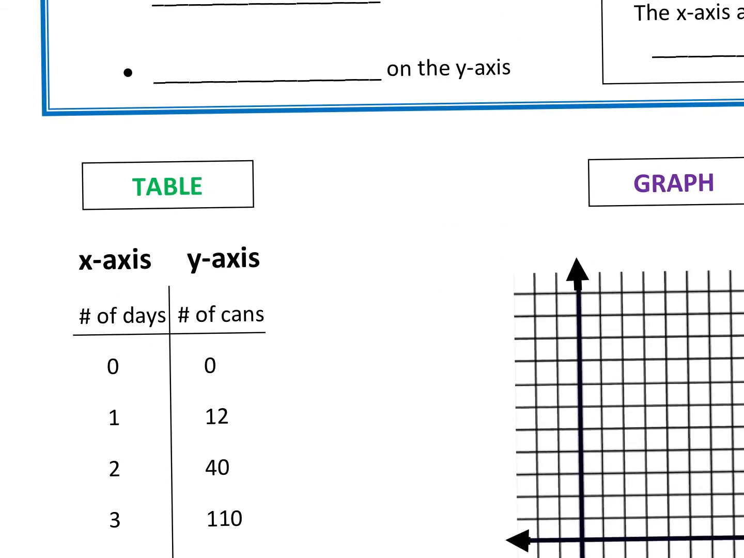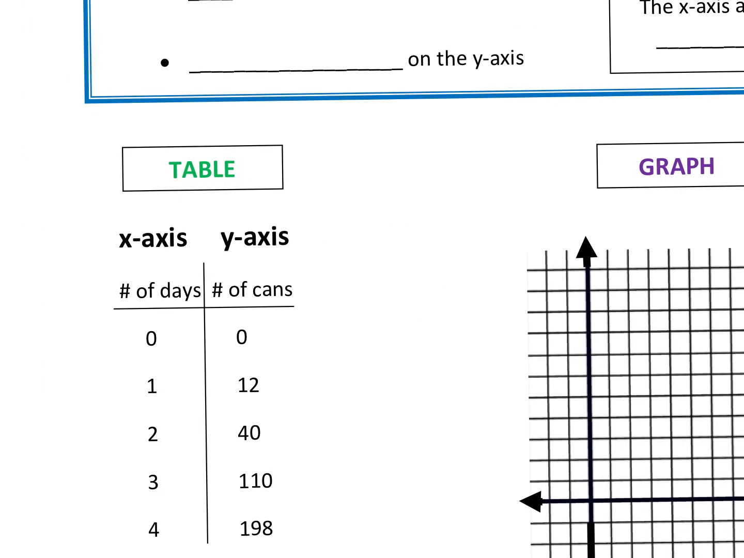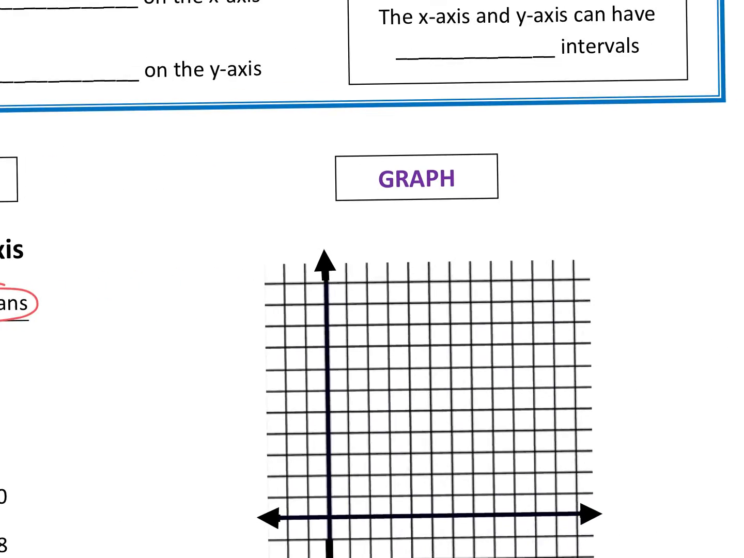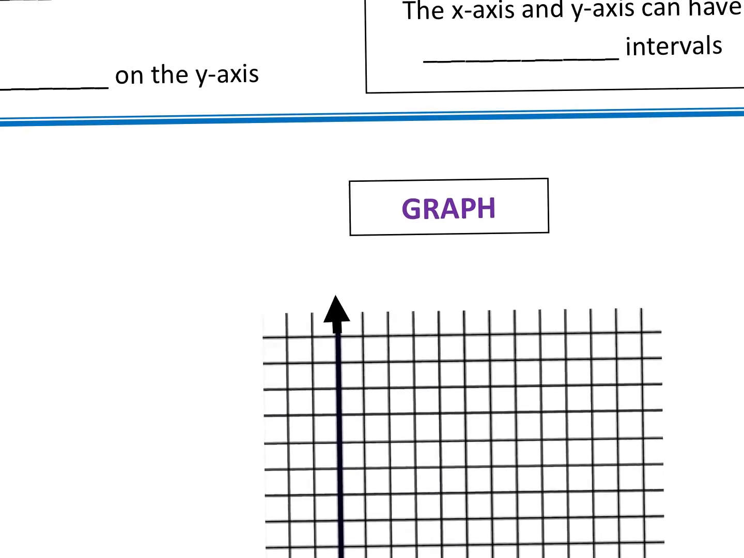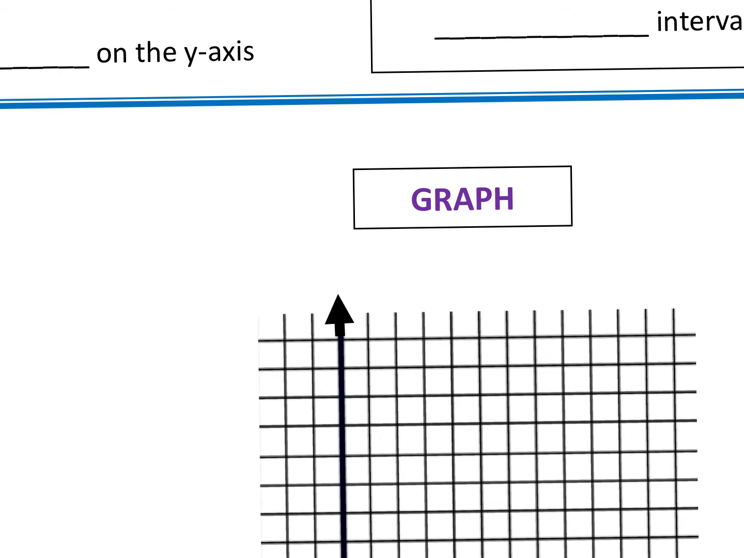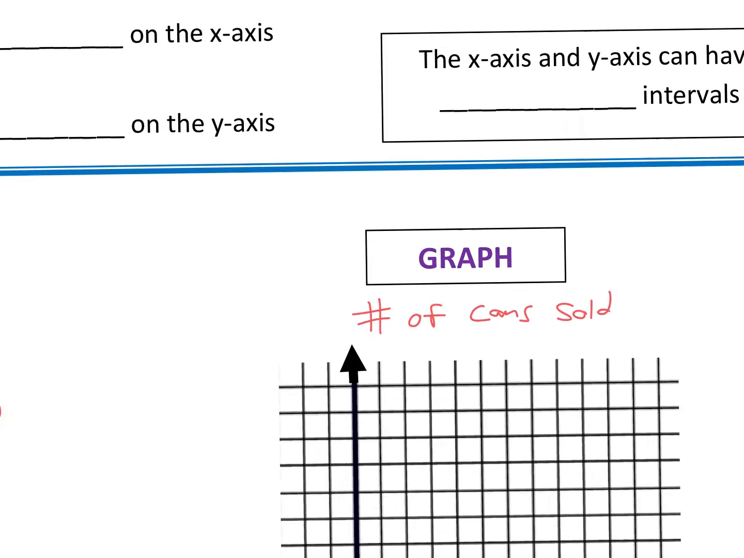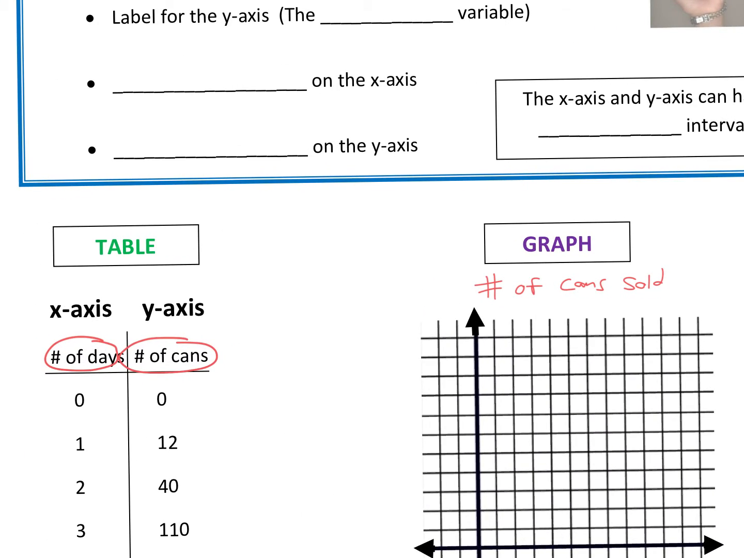So if you look down here, the 2 things that were measured were number of days and number of cans. So it could be number of cans collected, number of cans sold. We're going to go with number of cans sold. So right on top of our graph, we're going to put number of cans sold. It doesn't need to be super creative, just something that describes what you're measuring.